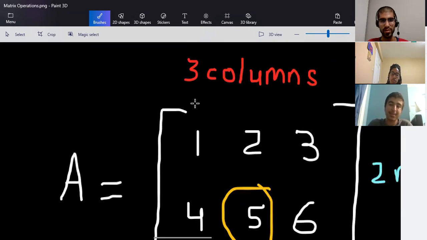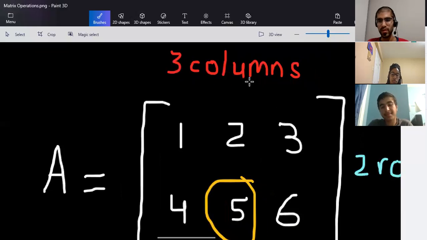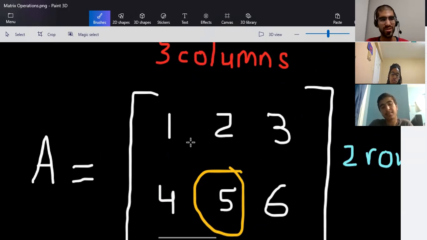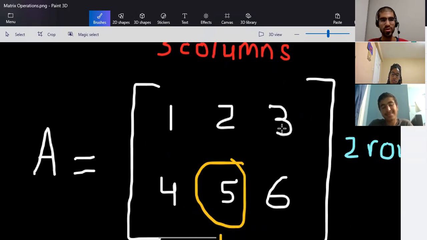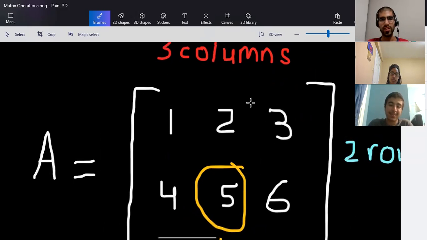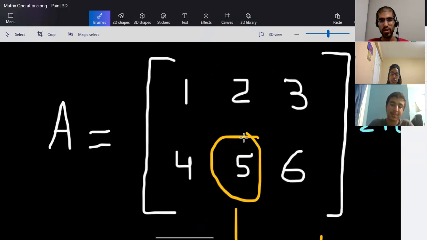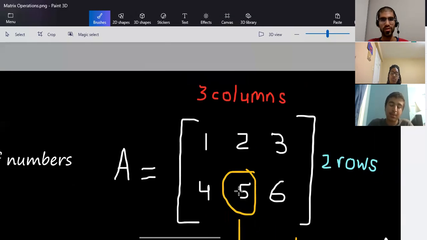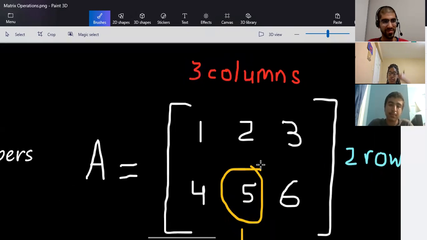You can see this matrix has 3 columns and 2 rows. And for once, those are actually the proper mathematical terms, columns and rows. So you can see why I talked about matrices like a table. And each of these numbers inside a matrix is called an element. Everyone good so far with the notation?